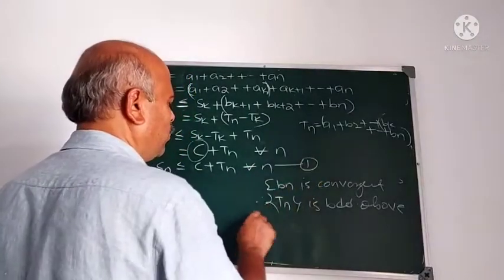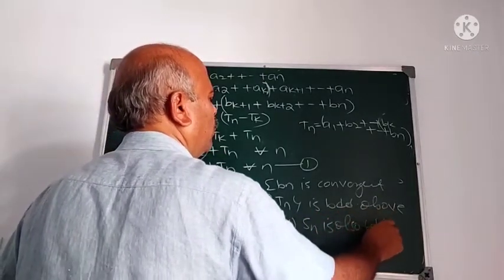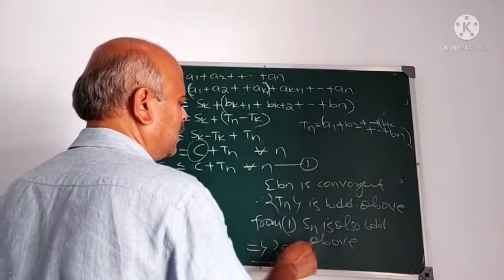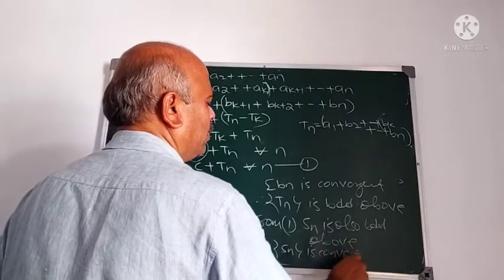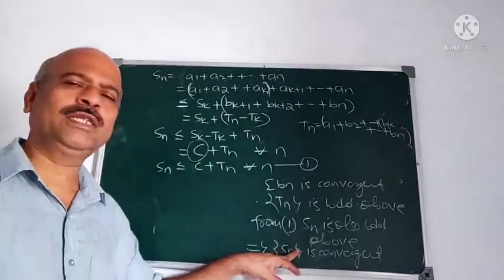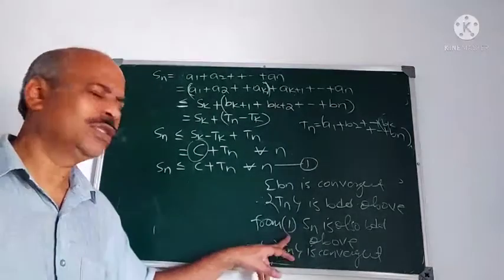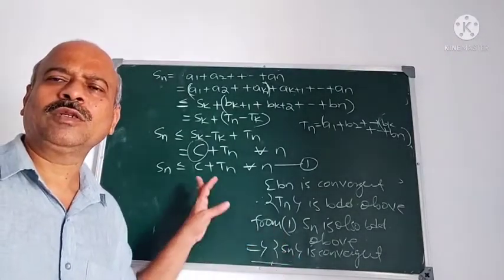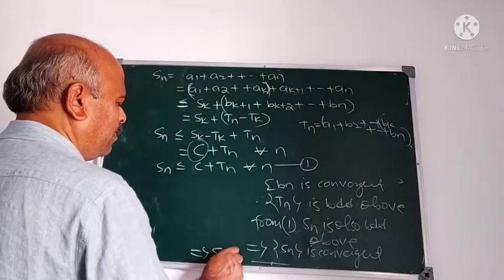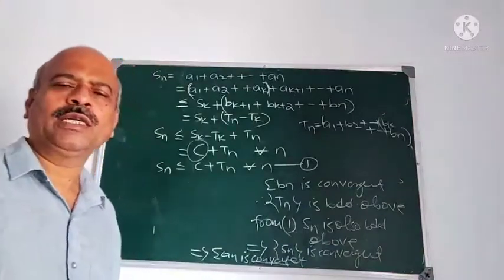From 1, I take this as 1. From 1, Sn is also bounded above. This implies Sn is convergent. The sequence of partial sums of sigma an is also convergent, because Sn is bounded above. Why is it convergent? Because it is monotonically increasing. In a positive term series, the sequence of partial sums is monotonically increasing. Therefore Sn is convergent. This implies sigma an is convergent. See, very important result it is.